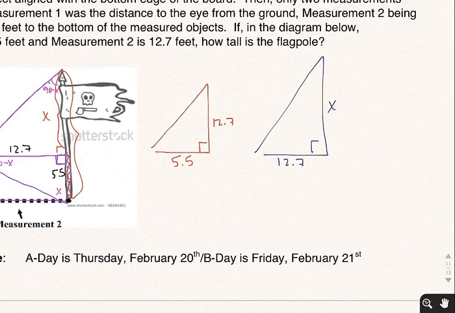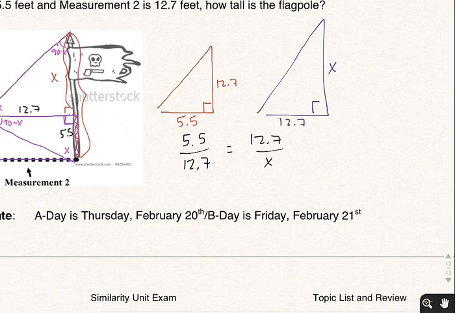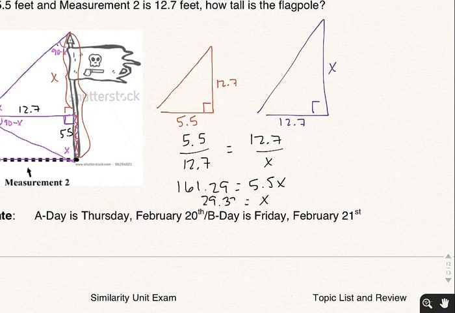But once you get to this phase, we're almost done. Now we just have to set a proportion and solve it. So 5.5 is to 12.7. Let's keep it within the same triangle. It has to be the same as 12.7 is to x. Now let's just solve. Where's my calculator? So 12.7 times 12.7 equals 161.29. And that's going to be the same as 5.5x. Divide that by 5.5. x is equal to 29.33.